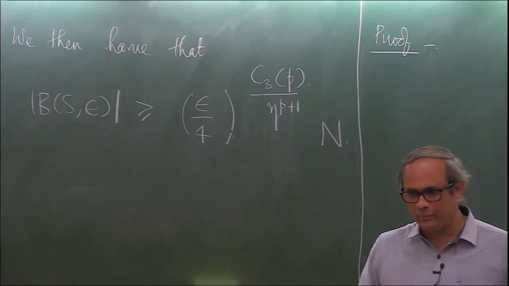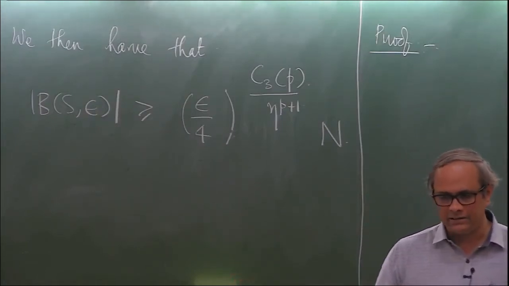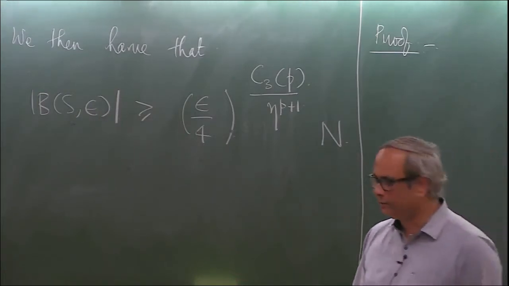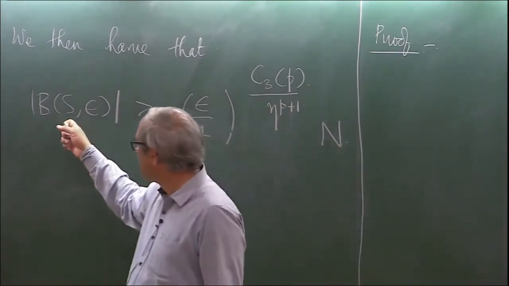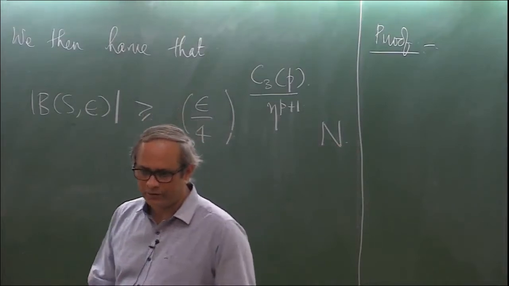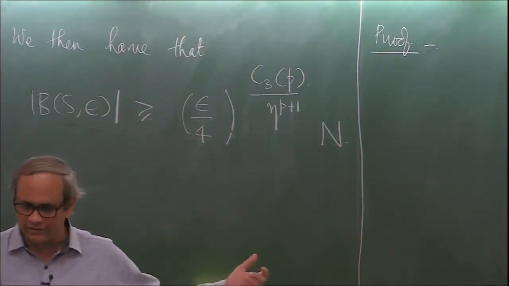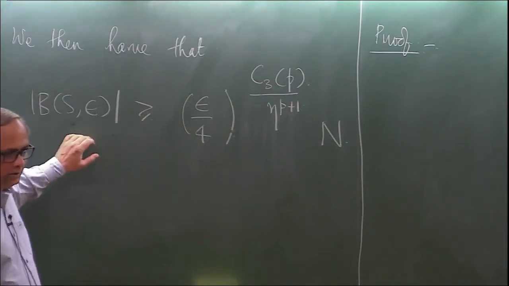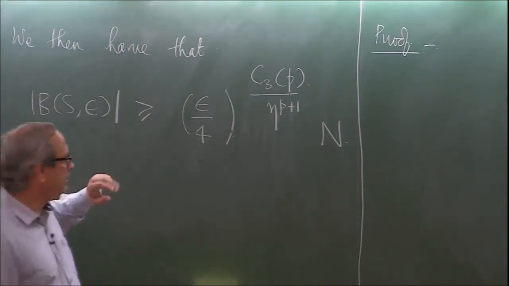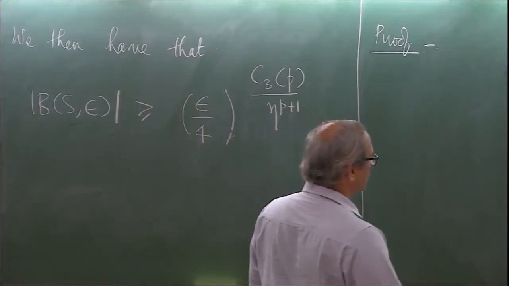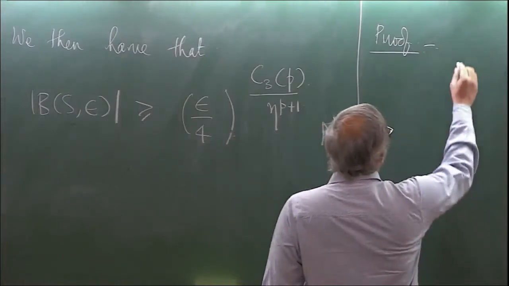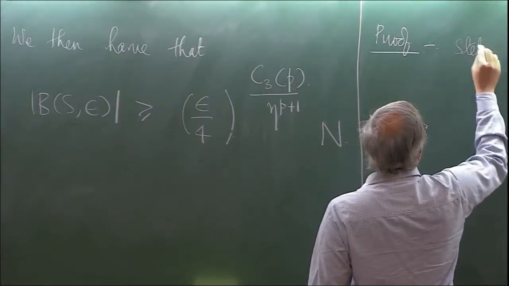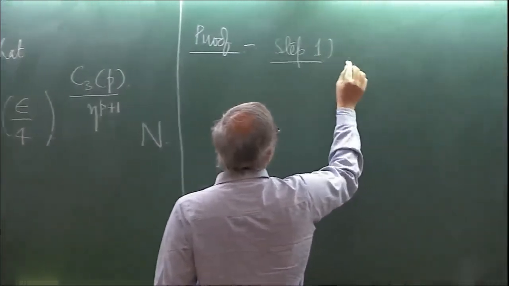So in order to prove it for a set S which is not necessarily finite, you have to discretize the set S. You have to produce a finite set of points inside S with which it is enough to work to get the lower bound for the Bohr set of S itself. So that is what we will do. Step 1 is discretization.